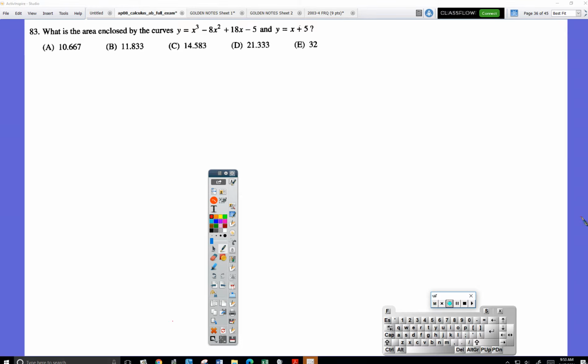If I'm taking the AP test, this is what I would do. What is the area enclosed by those curves? I have a calculator. First thing I do, graph both of those. So I grab my calculator and do that first.